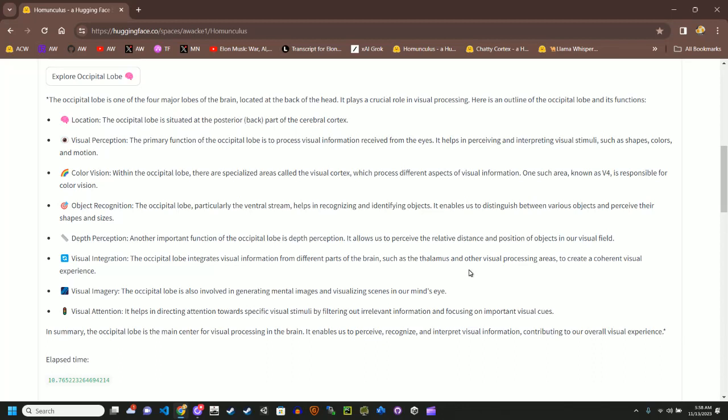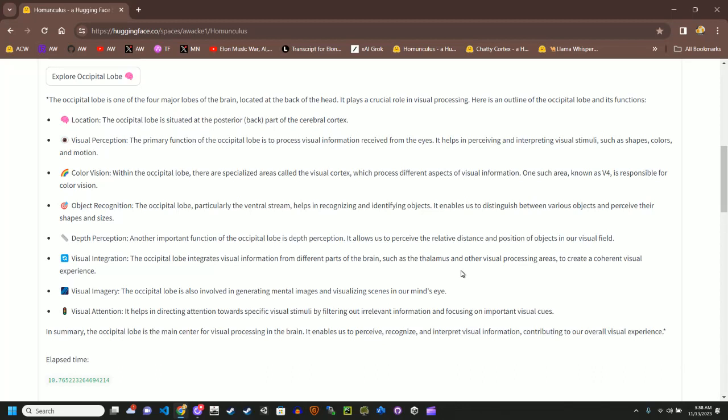Visual imagery: the occipital lobe is also involved in generating mental images and visualizing scenes in our mind's eye. Visual attention: it helps in directing attention towards specific visual stimuli by filtering out irrelevant information and focusing on important visual cues.